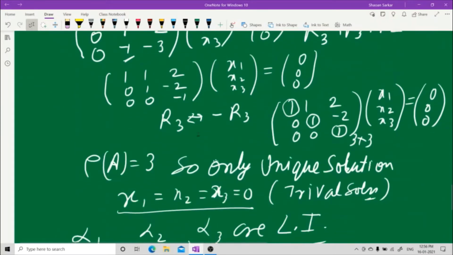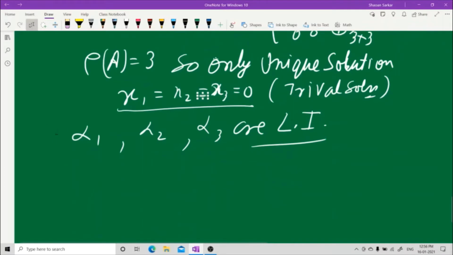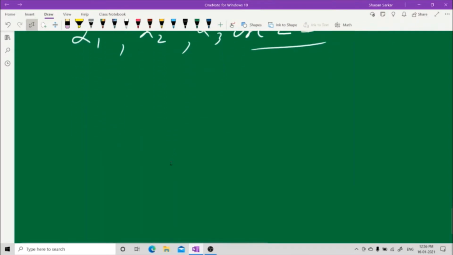And the rest is here. Instead of writing this x1, x2, x3 as 0, you will write alpha 1, alpha 2, alpha 3 as 0. And instead of saying the vectors alpha 1, alpha 2, alpha 3, you will say x1, x2, x3 are linearly independent. That's the only change, only the change of symbols, nothing else. Now let's take another example. Let us take a question.